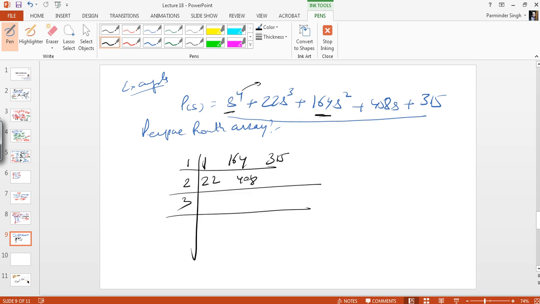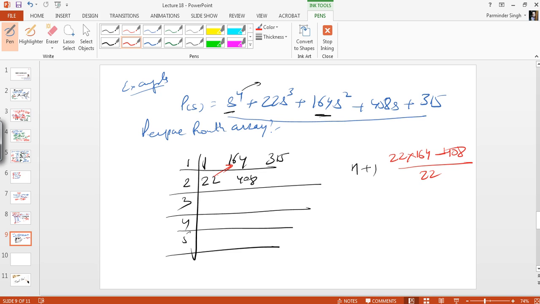Third, now the highest power of array is 4. So number of rows will be n plus 1. So 4 plus 1, 5. So this is 4, this is 5. It should be finished by 5th row. Now third entry, what we do is we multiply 22 into 164 minus 1 into 408, divide by 22. So that will be entry number 1 in third row. So it comes out to be 143.18.